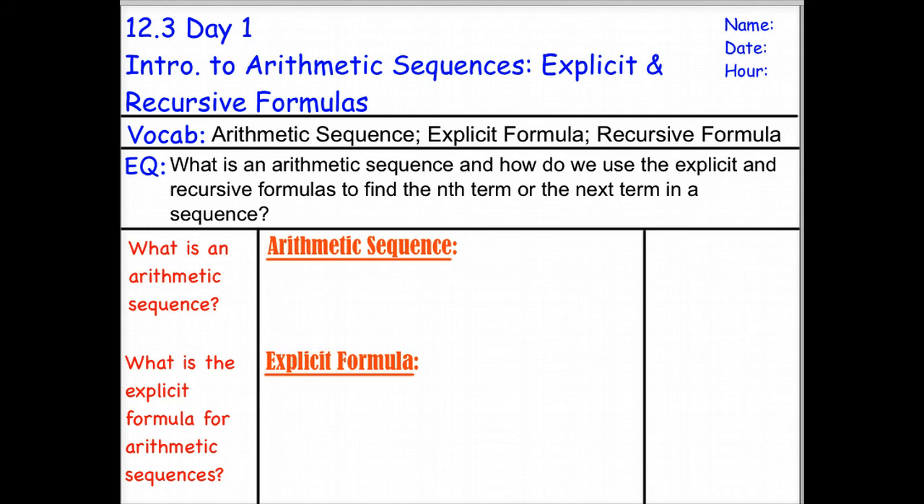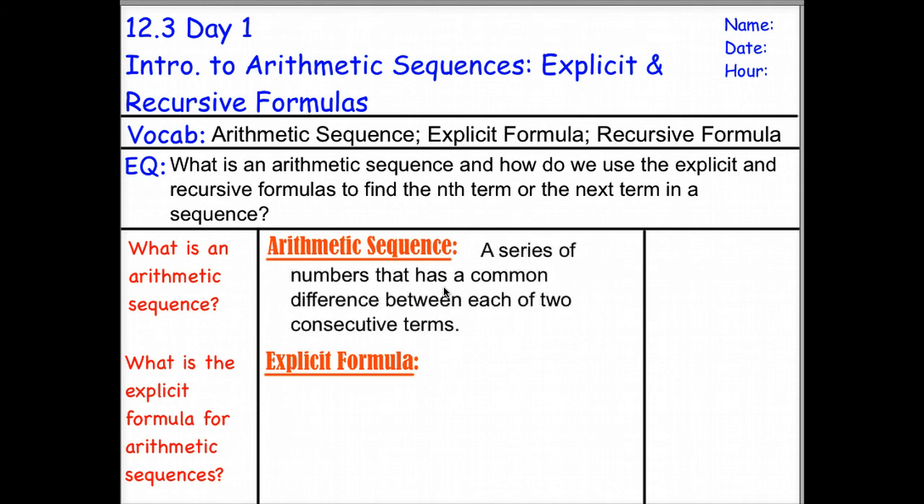So first we're going to introduce arithmetic sequences today, looking at explicit and recursive formulas. The first thing I want to do is get a few definitions down. An arithmetic sequence, for starters, is a series of numbers that has a common difference between each two consecutive terms. So for example, the sequence 1, 3, 5, 7, 9, etc. would be an arithmetic sequence because we add 2 each time.